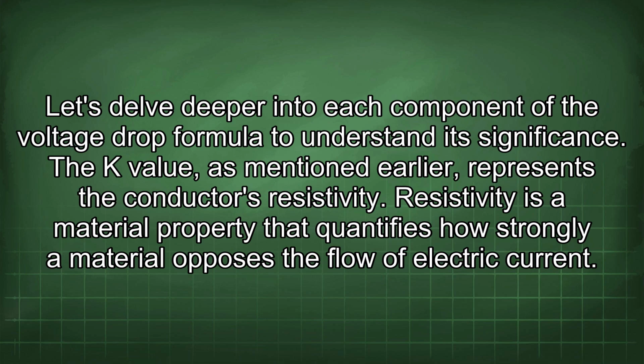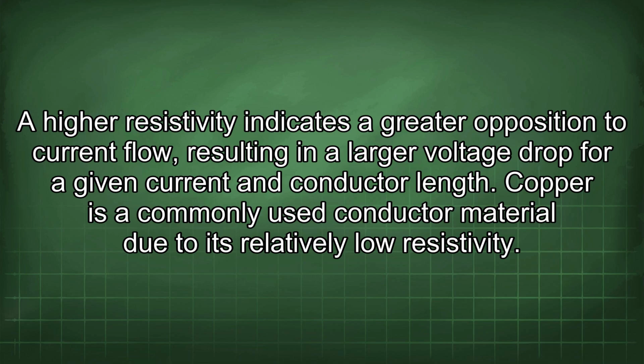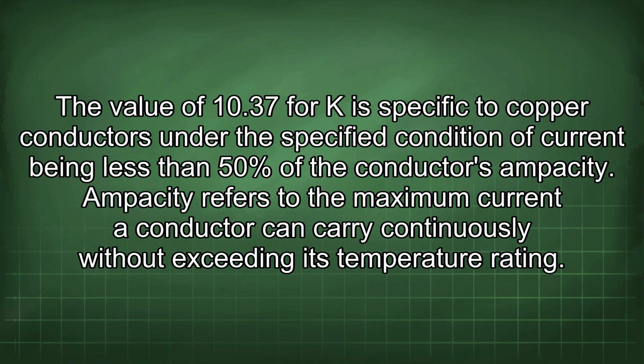The K value, as mentioned earlier, represents the conductor's resistivity. Resistivity is a material property that quantifies how strongly a material opposes the flow of electric current. A higher resistivity indicates a greater opposition to current flow, resulting in a larger voltage drop for a given current and conductor length. Copper is a commonly used conductor material due to its relatively low resistivity. The value of 10.37 for K is specific to copper conductors under the specified condition of current being less than 50% of the conductor's ampacity.